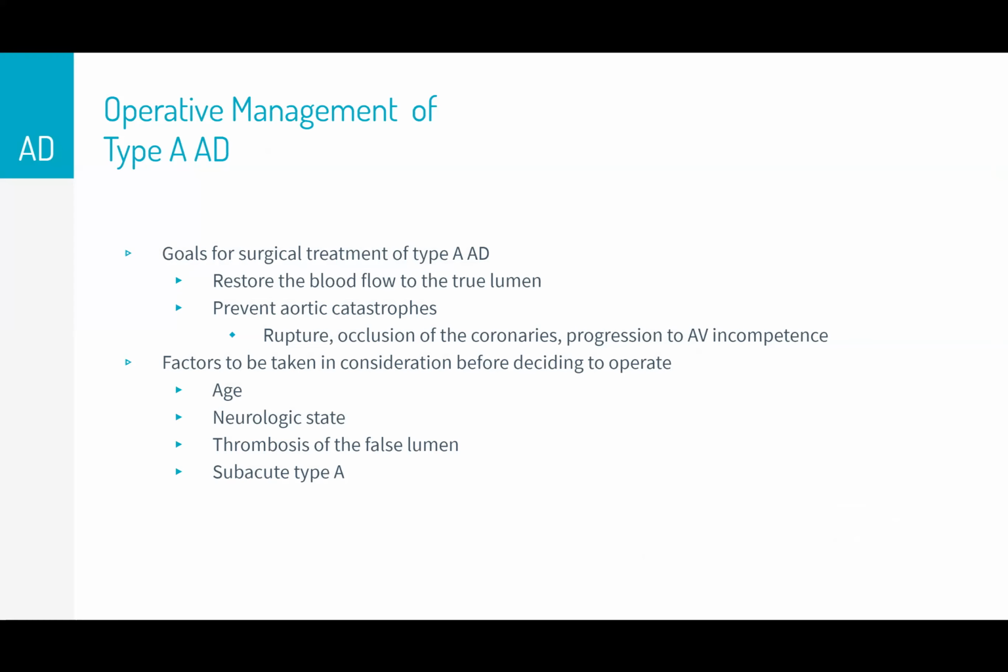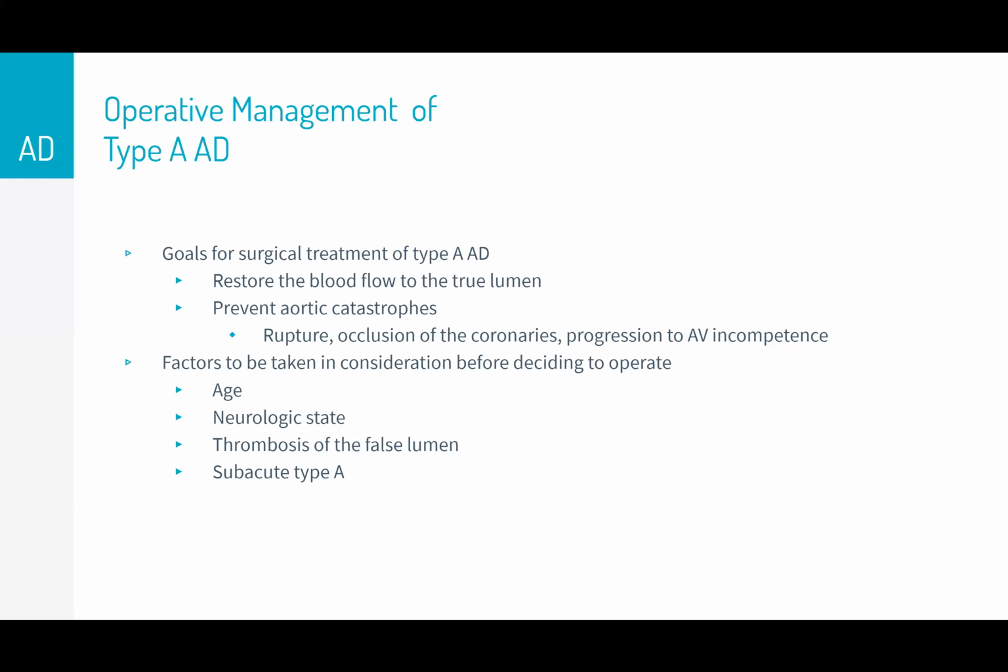Factors that need to be considered before taking the patient to the OR are, first, the age of the patient. As we said, age is not an absolute contraindication for surgical intervention, but it has to be taken into account, especially when you know that patients older than 80 usually have worse outcomes than other patients. Also, the neurologic status. Patients who are obtunded or comatose or have a stroke are unlikely to improve after surgical intervention. But as we said, stroke and paraplegia are not a contraindication for surgical intervention.